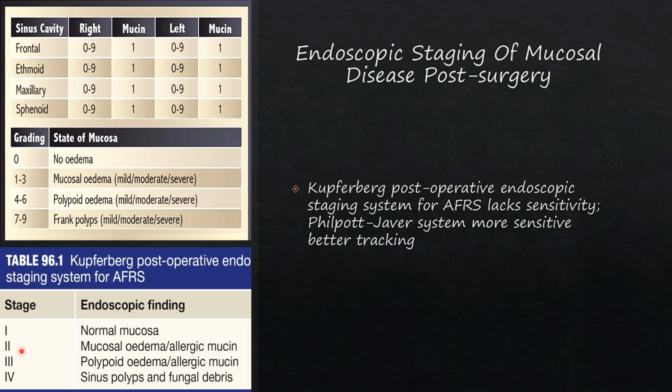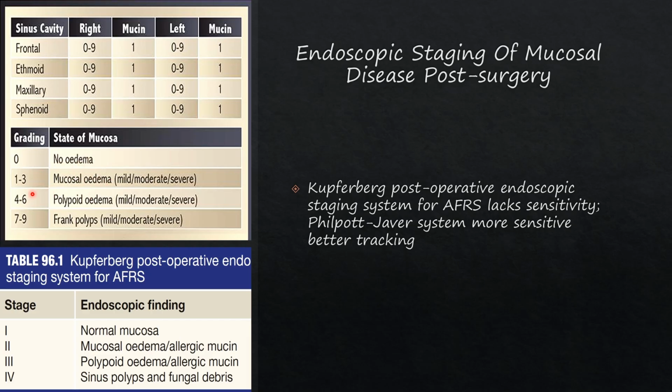Right. So what they found was this was not very sensitive, so they changed to the Philpott-Javert system. What it does is divide the whole sinus cavity into 4 parts: frontal, ethmoid, maxillary, and sphenoid. This is for the right, this is for the left. If you have any kind of edema, that will be mucosal edema, which can be divided into mild, moderate, severe. I will show you the images after this. And then polypoidal edema, which is mild, moderate, and severe. And then frank polyps, which can be mild, moderate, and severe. So this has been divided.